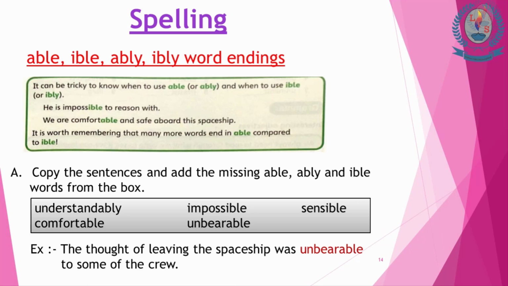First sentence, the thought of leaving the spaceship was blank to some of the crew. Here you are given 5 words in the box and you have to select the correct word and add that missing word in the sentence. So you can say, the thought of leaving the spaceship was unbearable to some of the crew. Here the word missing is ending with the word ending able.